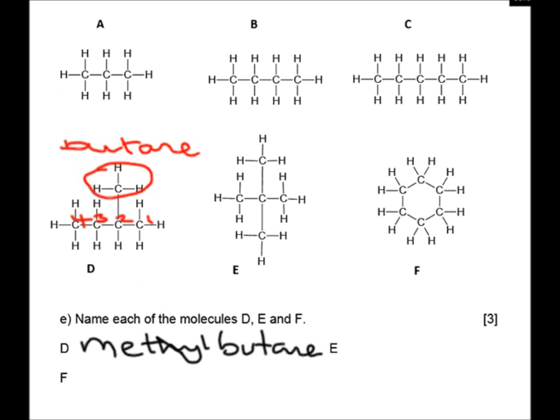Molecule E has the longest chain of 1, 2, 3 carbons, so we know that it's going to include propane in the name. It now has 2 methyl groups attached. Again, we don't need to number which carbon these groups are attached to, because there are no other places that it could go. So these 2 methyl groups will be dimethyl propane, remembering that di means we've got 2 of the same group. So molecule E will be named dimethyl propane.